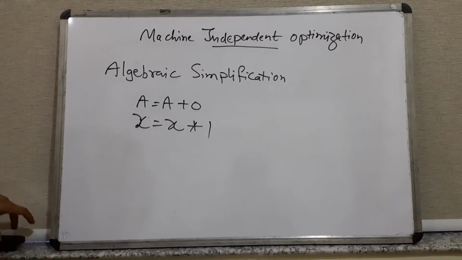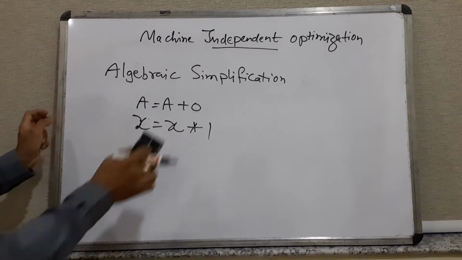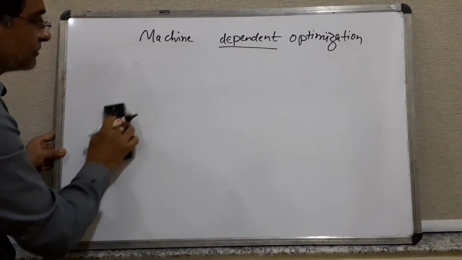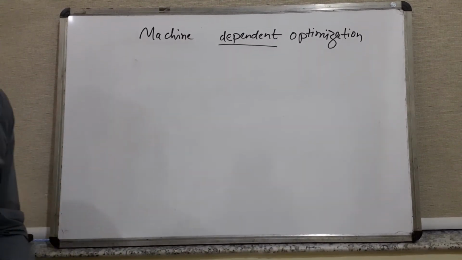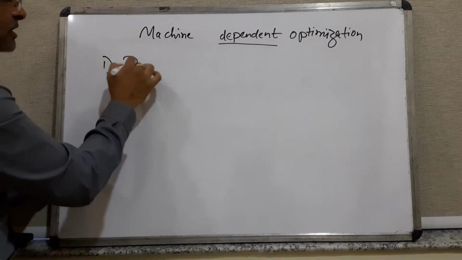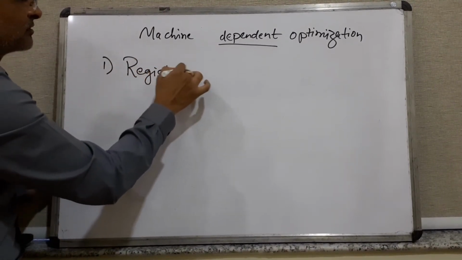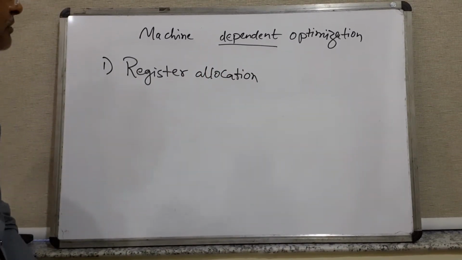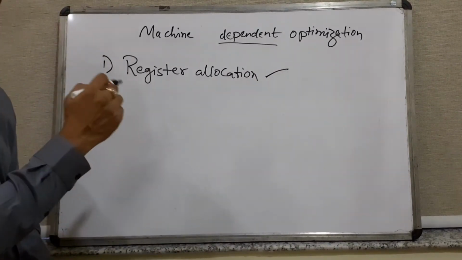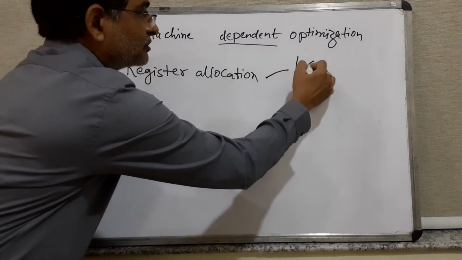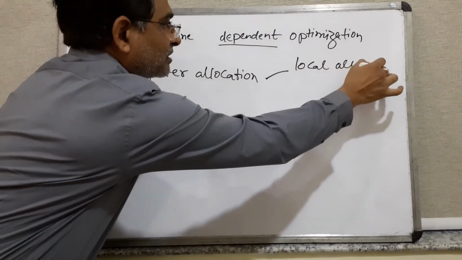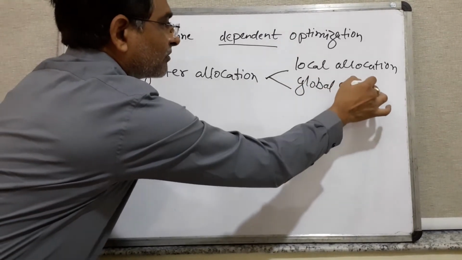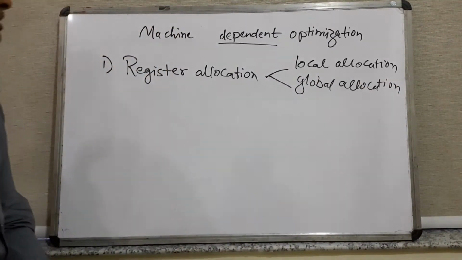Next we will see machine dependent optimization. There are a few techniques available inside the machine dependent optimization techniques also. We will see some of those. Machine dependent. First is register allocation. These are techniques basically available with the hardware, like local allocation and global allocation of registers.